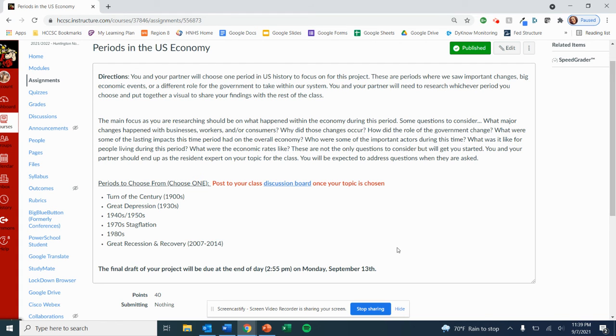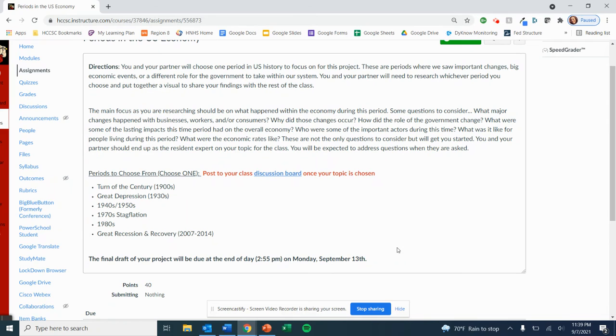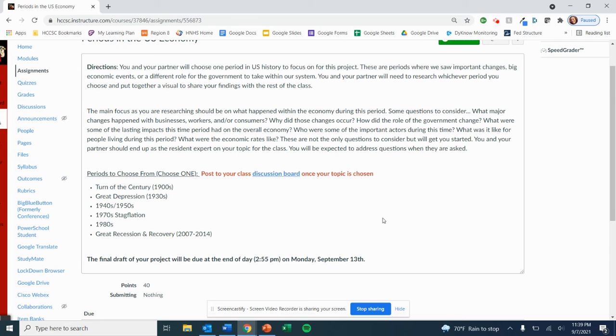Now, like I said, you're going to share this information in some kind of visual. It can be a PowerPoint. You can do a video. You can make a poster. It doesn't really matter how you're presenting it. You just need to present the information so that your peers can get that information about the time period that was chosen here.